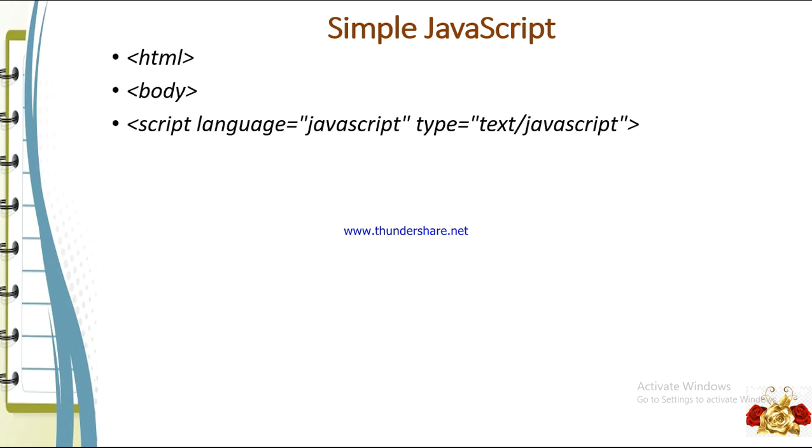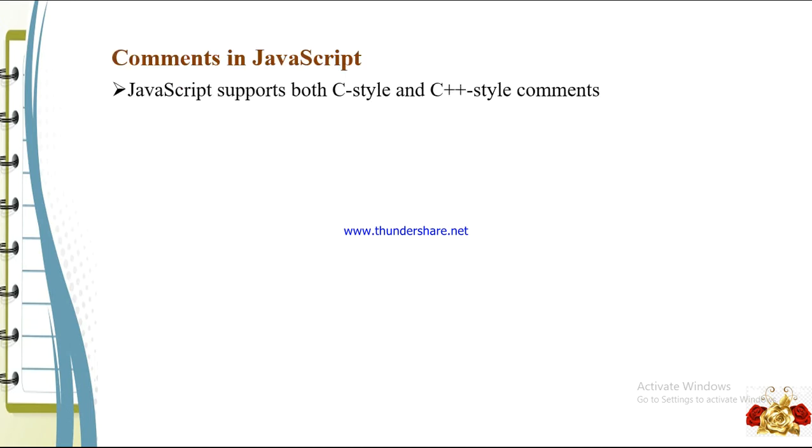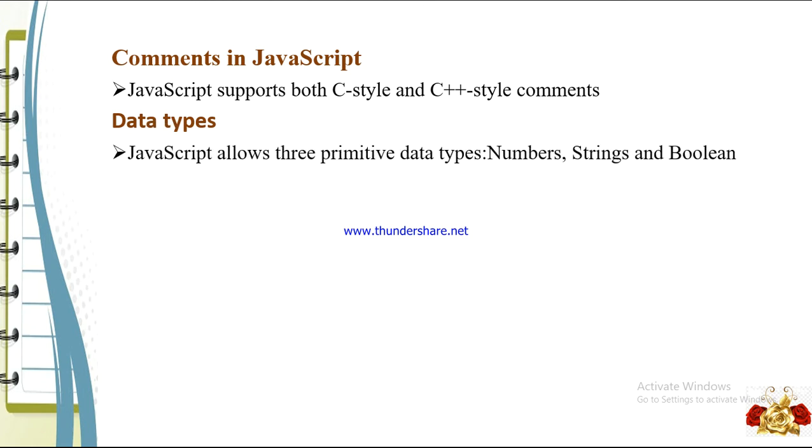JavaScript already explained. Now going to discuss the commands in JavaScript. What are the commands we have used in JavaScript? All of you have heard about C and C++. You have to use a lot of commands. The same commands are used in JavaScript also. JavaScript supports both C style and C++ style commands. The data types are also the same. It allows three primitive data types: numbers, string, and boolean.